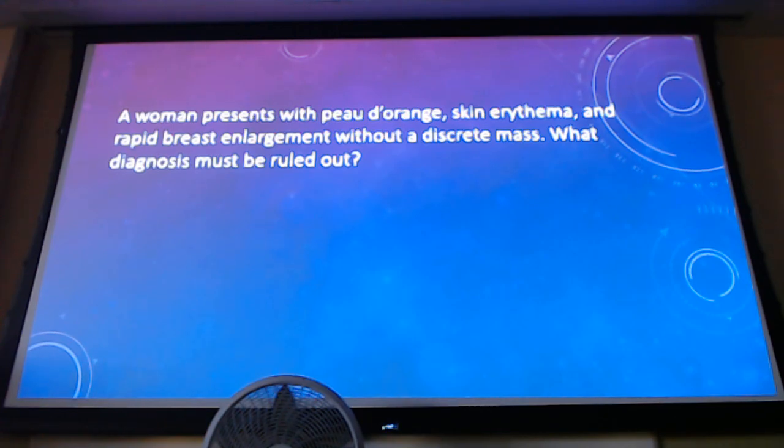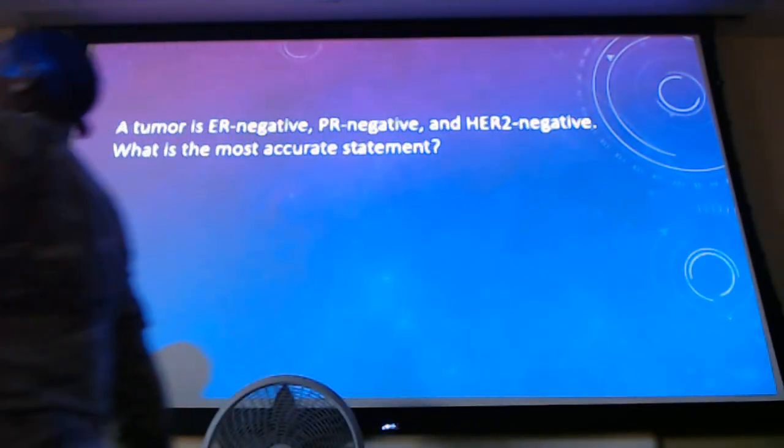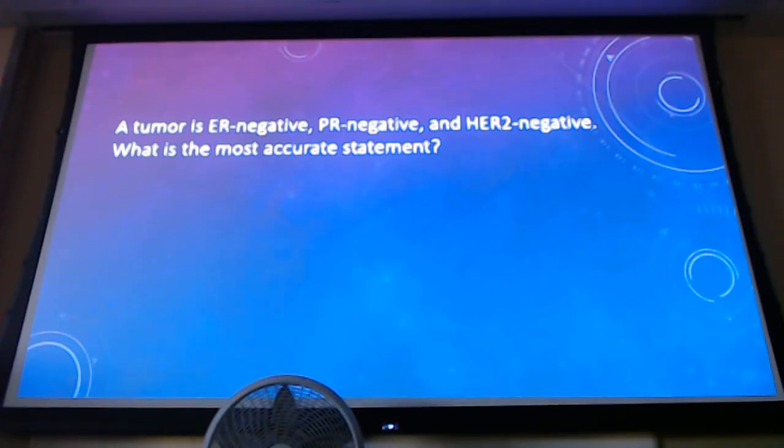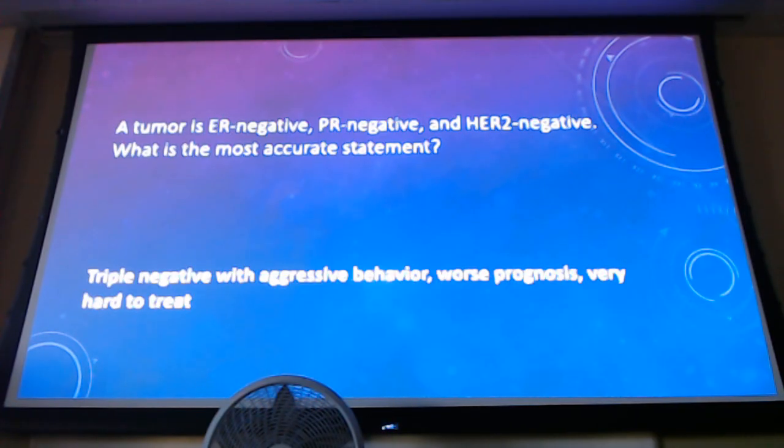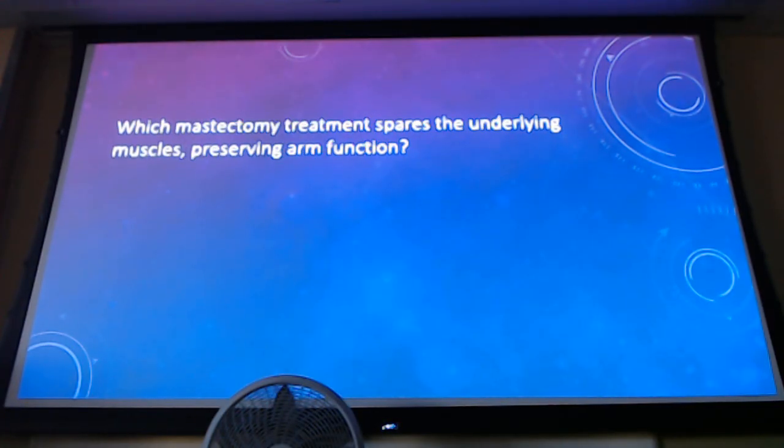What diagnosis must be ruled out? Inflammatory. Good. All right, a tumor is ER negative, PR negative, and HER2 negative. What's the most accurate statement? This is a triple negative, aggressive behavior, worse prognosis, very hard to treat. Okay. Cut the breast off. Yes.